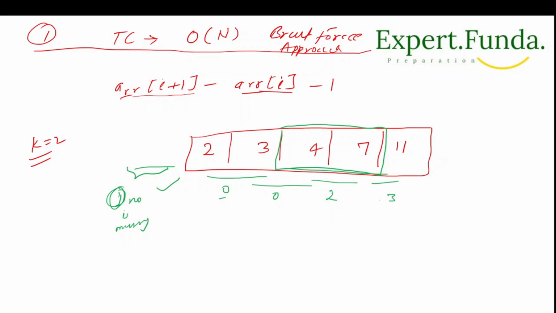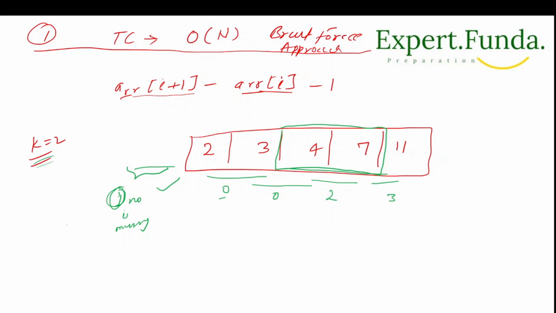So the idea is to iterate over the array, and we will compute the number of missing numbers in between the elements, correct? Now think about how we'll do the approach. First we will check if the kth missing number is less than the first element of the array. If it is the case, we will return k directly, okay?